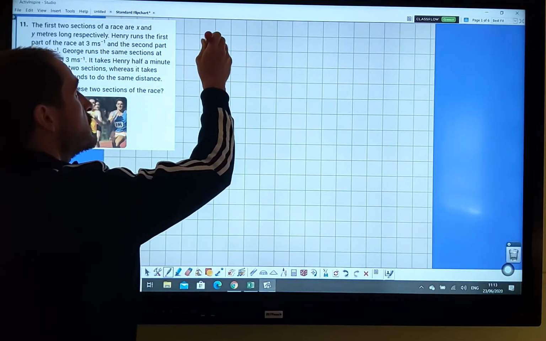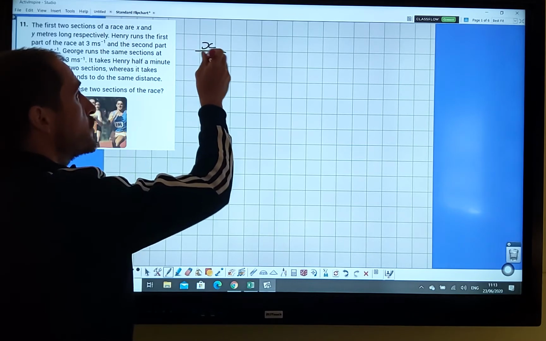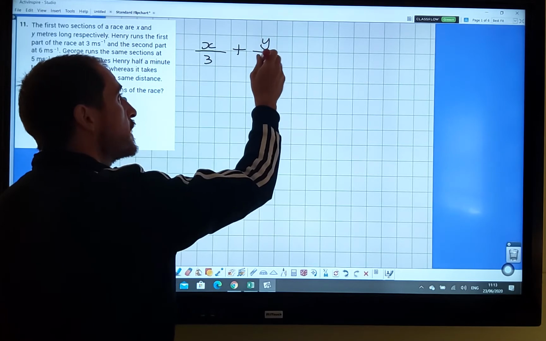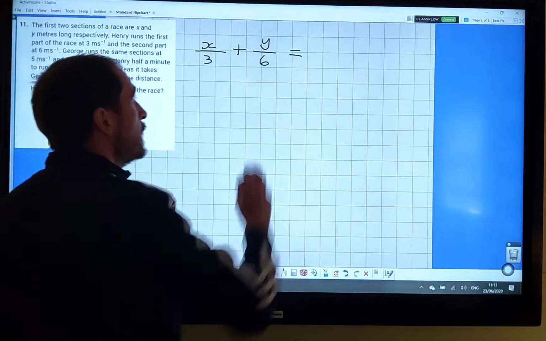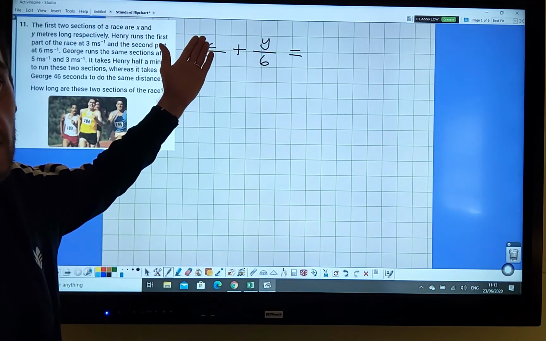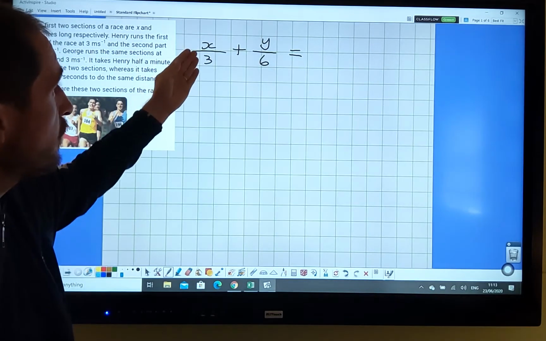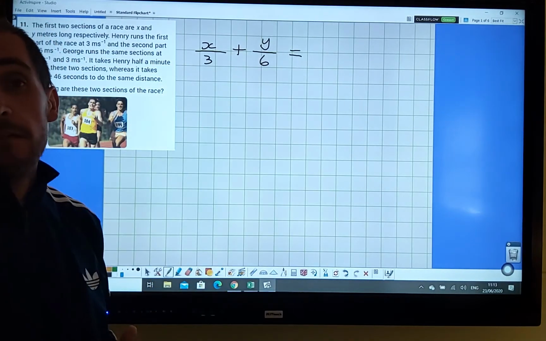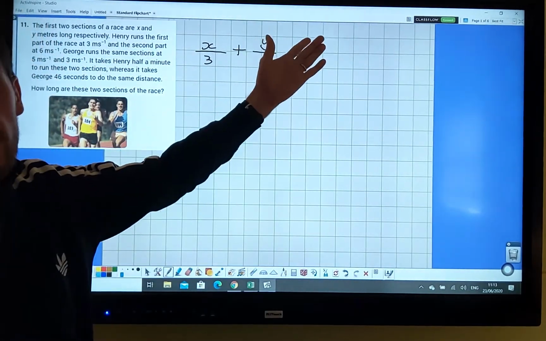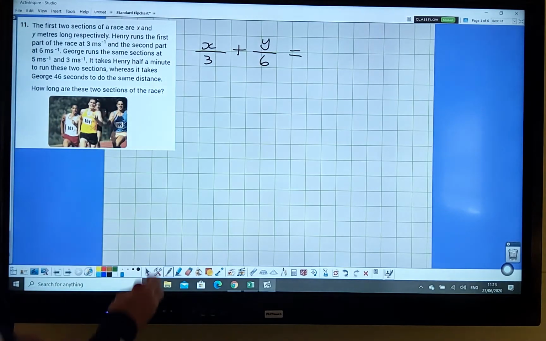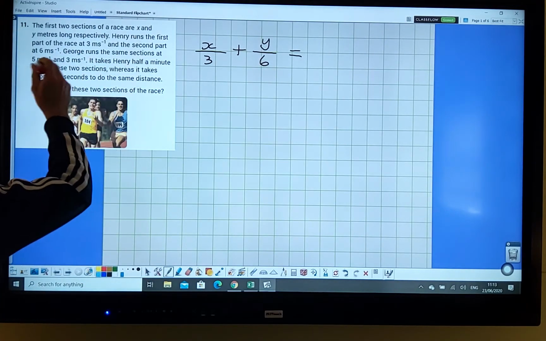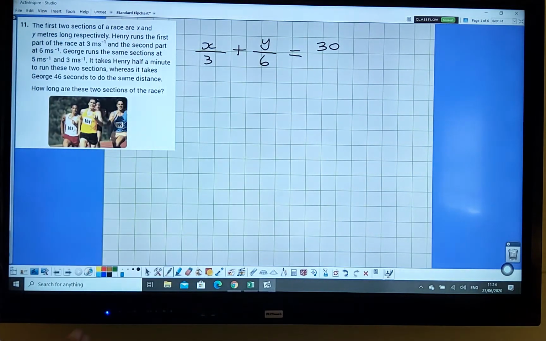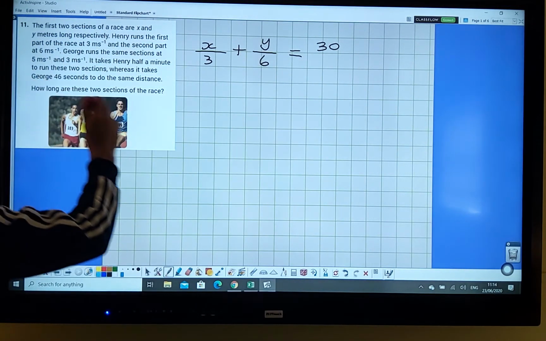If the first section is x and it takes him 3 meters per second, and the second section is y and it takes him 6 meters per second. Now, so say if I said the length of x was 30. 30 divided by 3 is 10. Okay? And then say I said y was 60. So 60 divided by 6 is 10, that would be 20 seconds. But we're told here that it takes half a minute, which is 30 seconds. So that's an equation. Now we have George, and George runs the same sections.